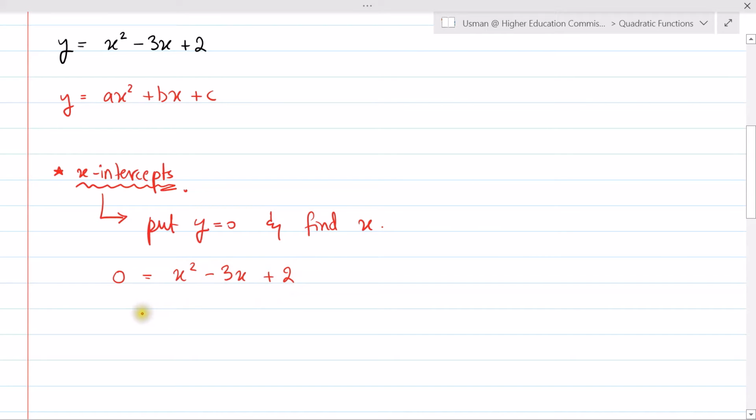Now, generally, I don't really like to have a 0 on the left side, so let's write it on the right hand side because I have an equal sign, which means that the left side is equal to the right side. So it doesn't really matter if I switch the sides.